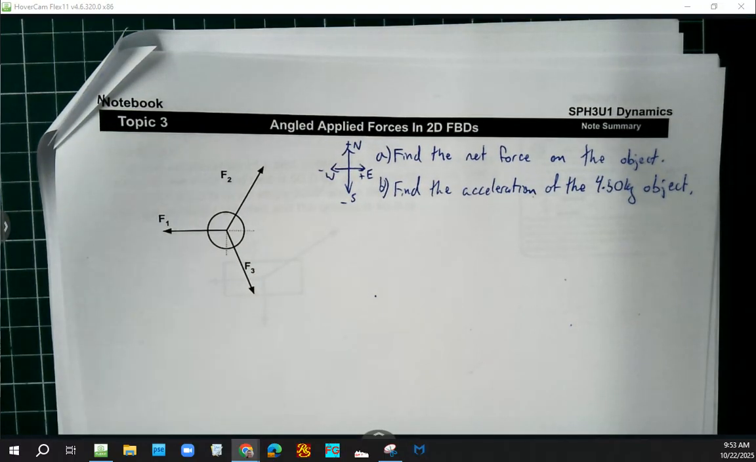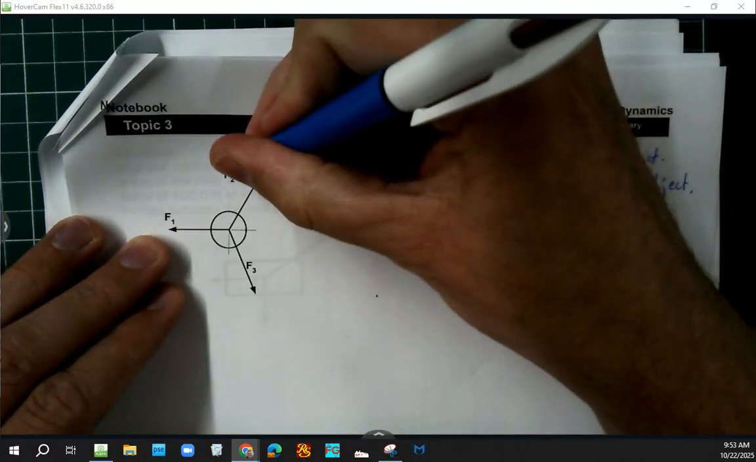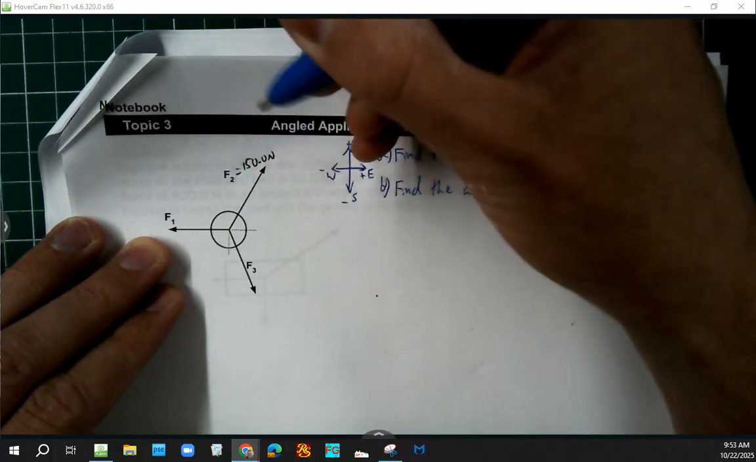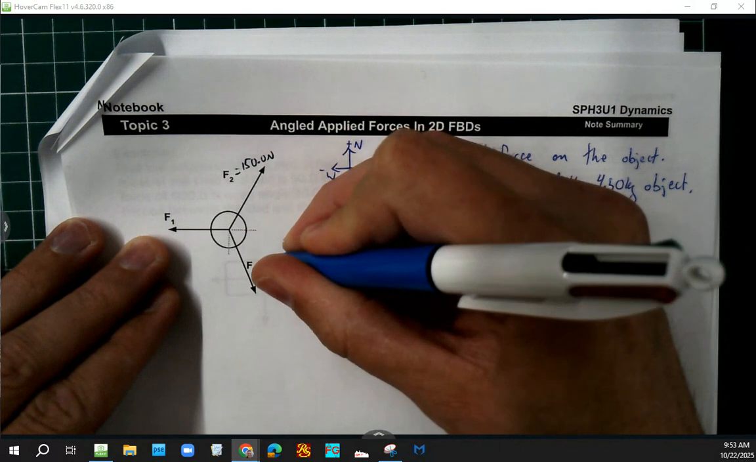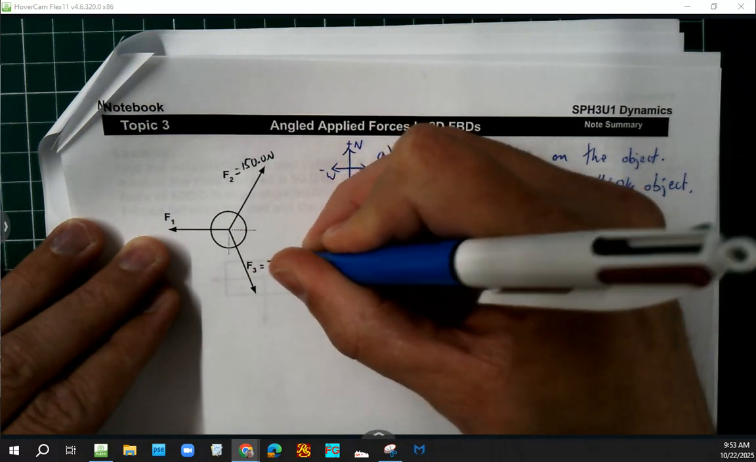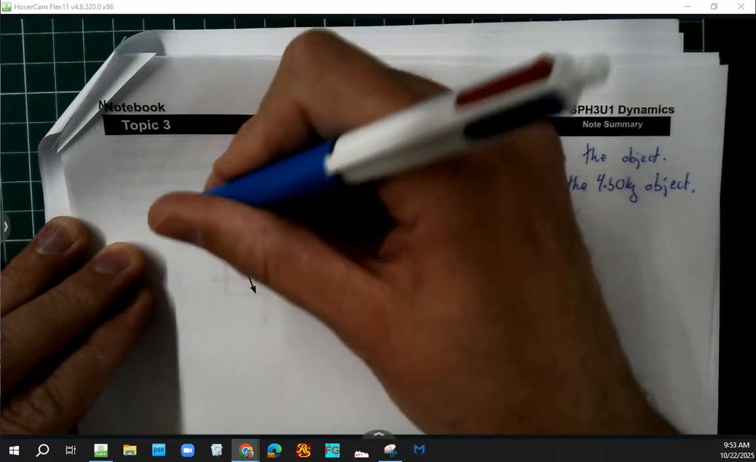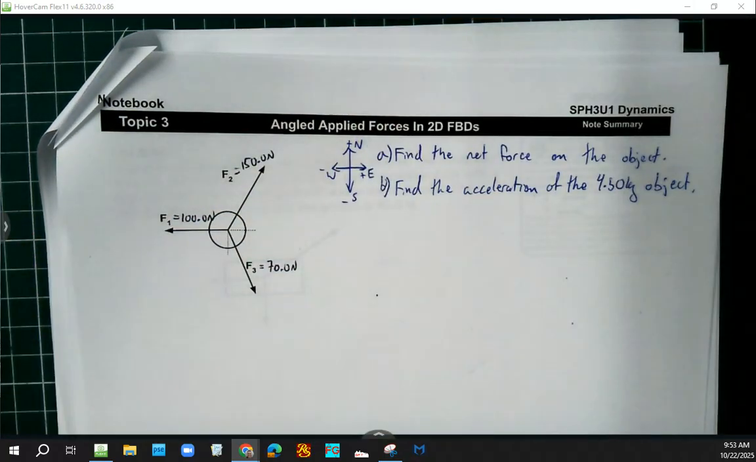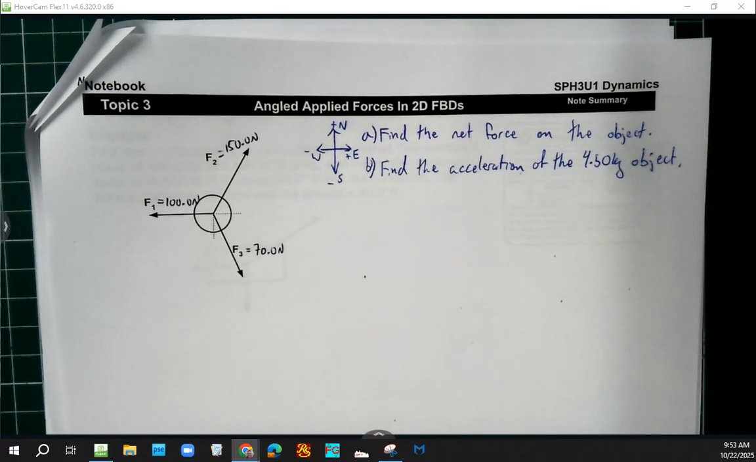But I gotta give some values. I'd like to say that force 2, this F2 value, is gonna be 150.0 newtons. Look at all those sig figs. F2 is gonna be, actually let's do F3. F3 is 70.0 newtons. F2 is gonna be 100.0 newtons. And if I'm going to find the net force, it's 150, 70, and 100.